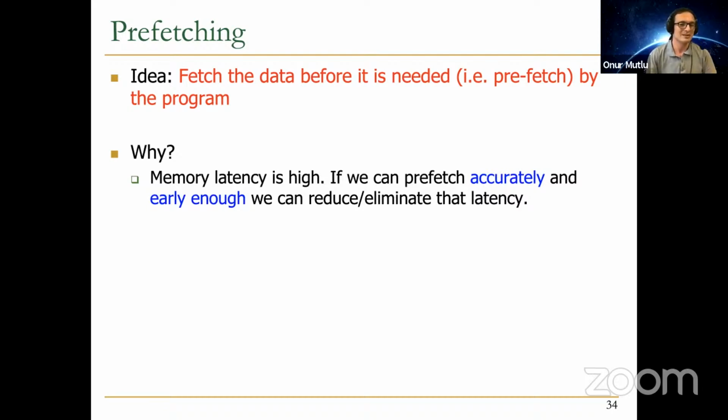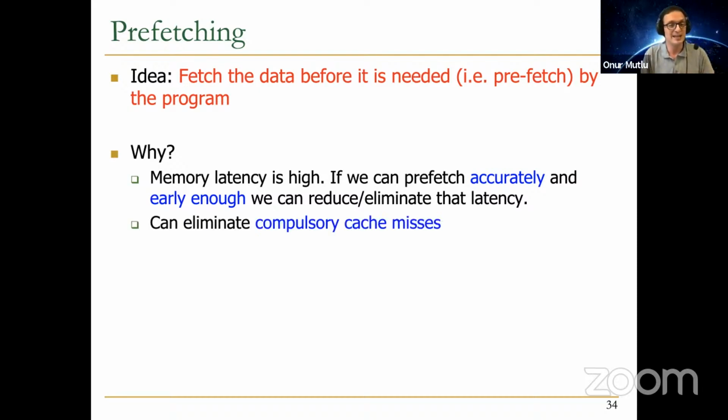Okay, so clearly, why do you want to do prefetching? Because memory latency is high. If you can prefetch accurately and early enough, you can reduce and eliminate that latency. And clearly, memory latency is even higher if you want to access a remote memory and remote storage node to bring the data into the processor that needs it in this particular node, right? So as you expand the memory system to span a distributed system, your memory latencies become potentially even higher. And prefetching becomes correspondingly even more important, actually.